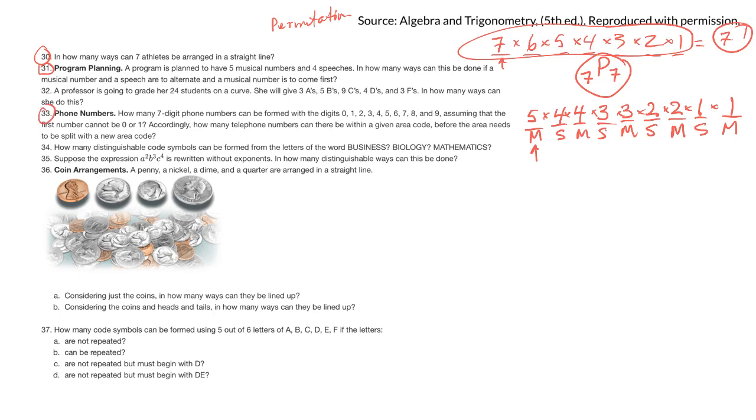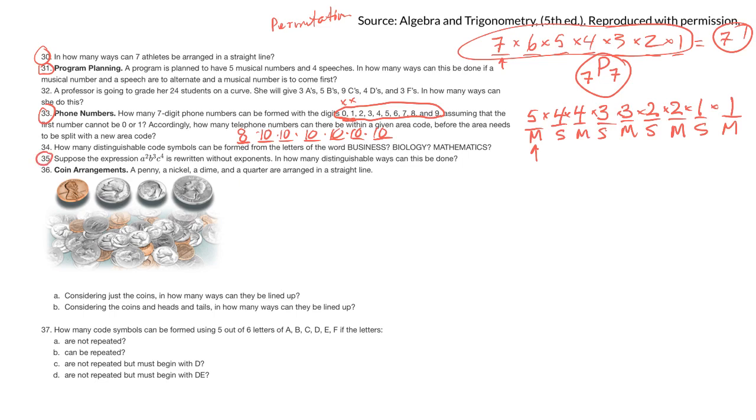Okay, the next number is 33. How many 7-digit phone numbers can be formed with the digits 0 through 9, assuming the first number can't be a 0 or 1? So I have 7 digits, 1, 2, 3, 4, 5, 6, 7. How many things could I put in the first slot? There are 10 numbers here, but it said 0 and 1 I can't use. So there's only 8 left that I could put in the first spot. But then I can throw those 2 numbers back in the pool, and so the next number I could have 10, and then the next number I could have 10 again, and the rest of these are all 10. This is the fundamental counting principle again, just multiply all those together.